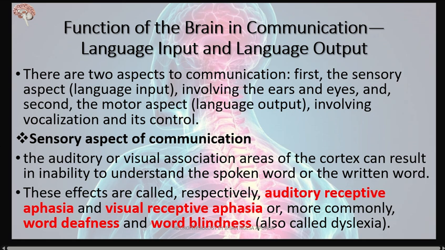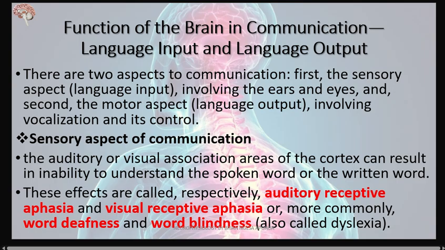So there are two aspects of communication. First is the sensory aspect that can also be referred to as the language input. This normally involves the ears, the eyes, and second, we have the motor aspect that normally involve the vocalization and the control of the speech.